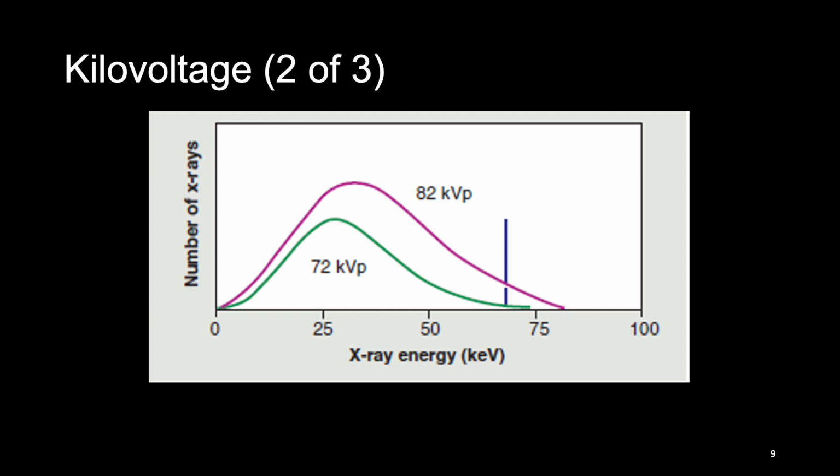The keV is the kilo electron volt, and the kVp is the kilovoltage peak. So this line here would be the keV, and it's showing you the difference. When we have 82 kVp, we will have, let's see, about 80 keV. And when we have 72 kVp, we will have about 73, let's say, keV.